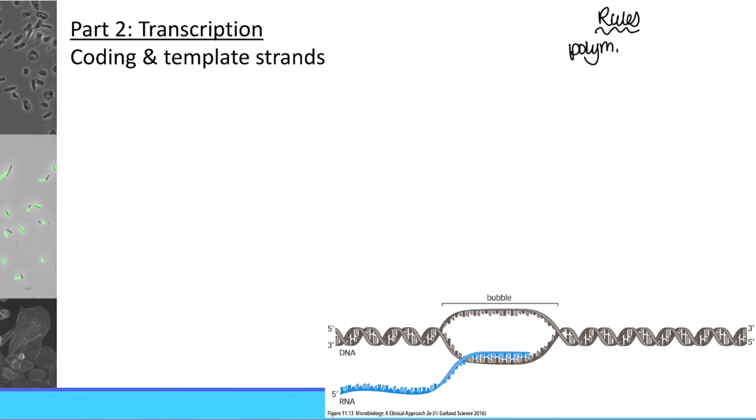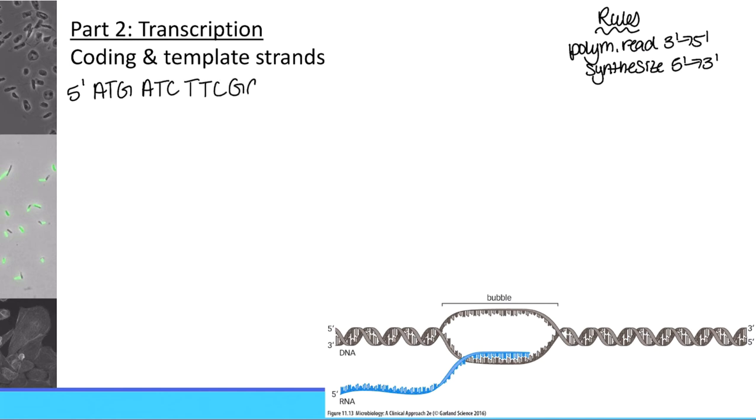And that is the idea that polymerases read 3' to 5' and they synthesize 5' to 3'. So keep that in mind as we are working through this. So I'm going to come up with a sequence here. Let's do ATG, ATC, TTC, GCA. And now that we have that, we can go ahead and complement. This will be our DNA.